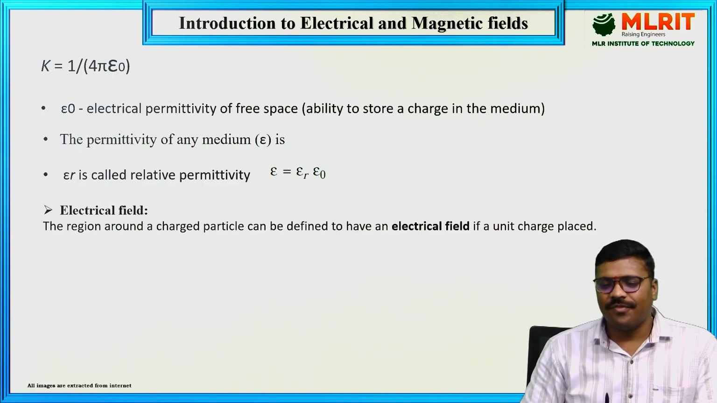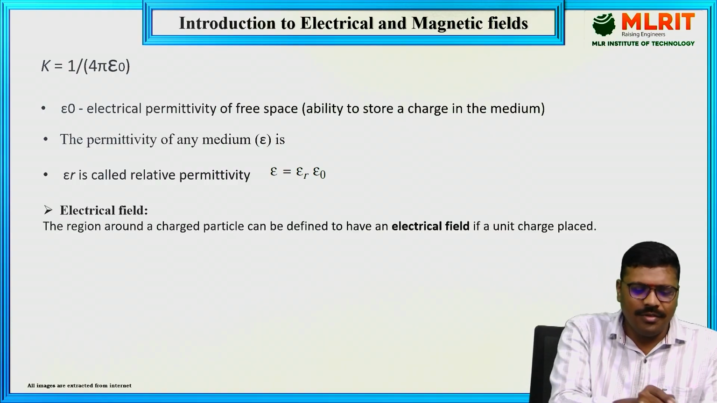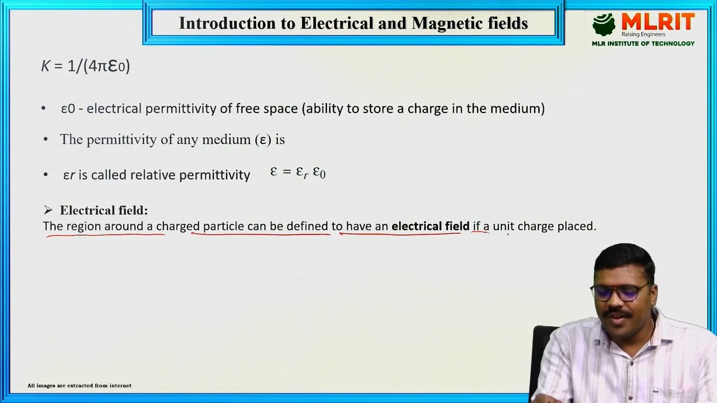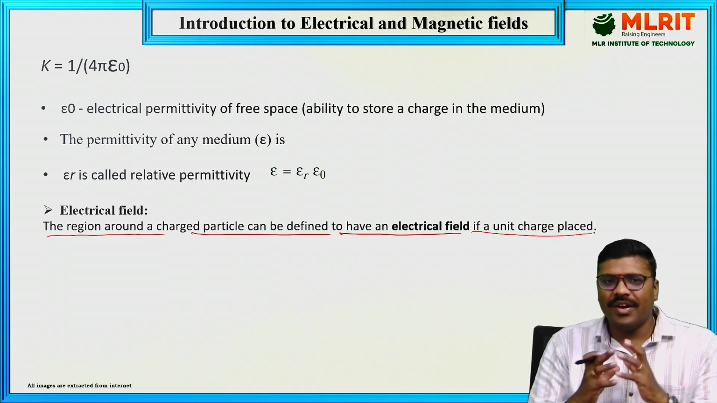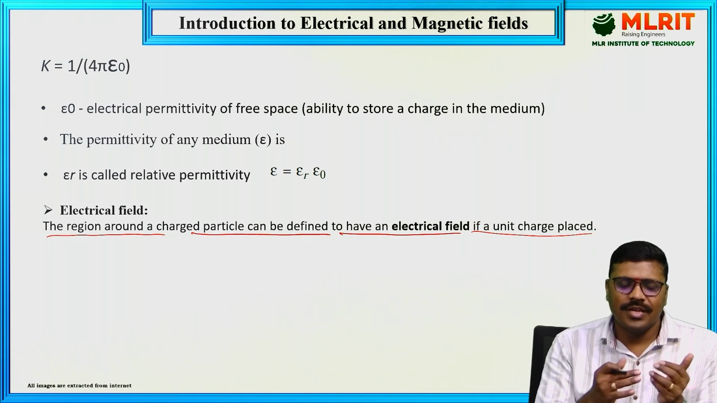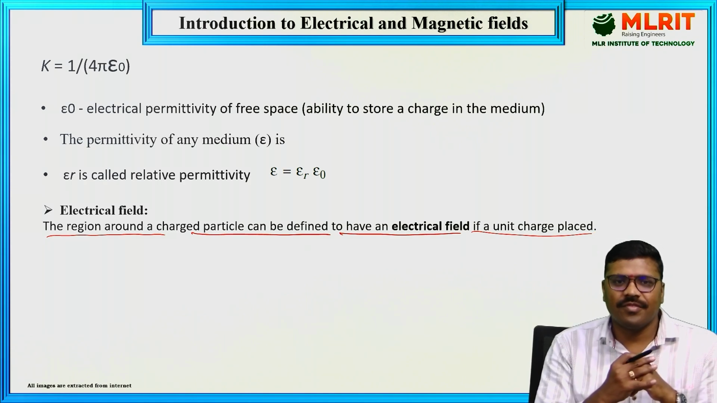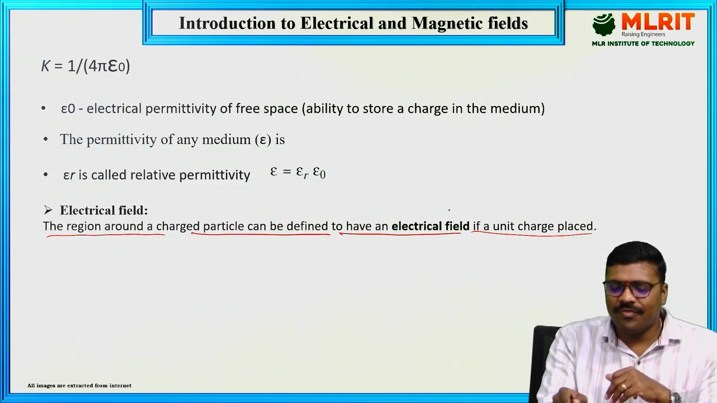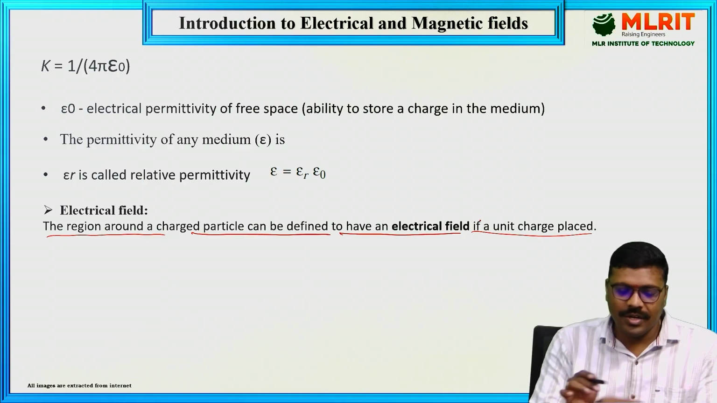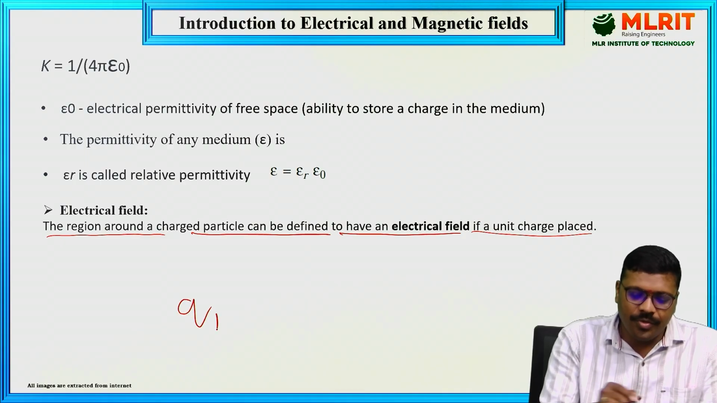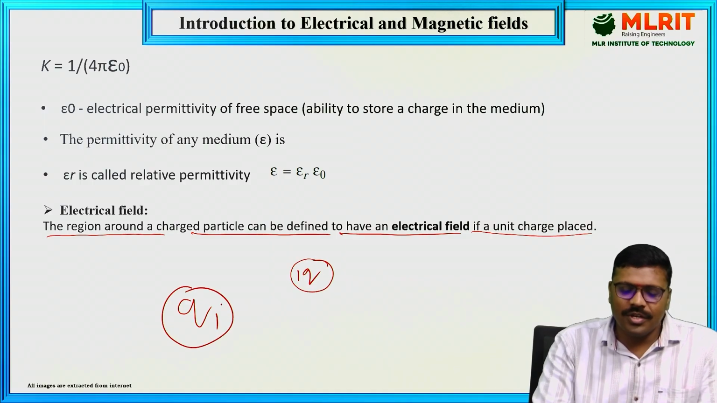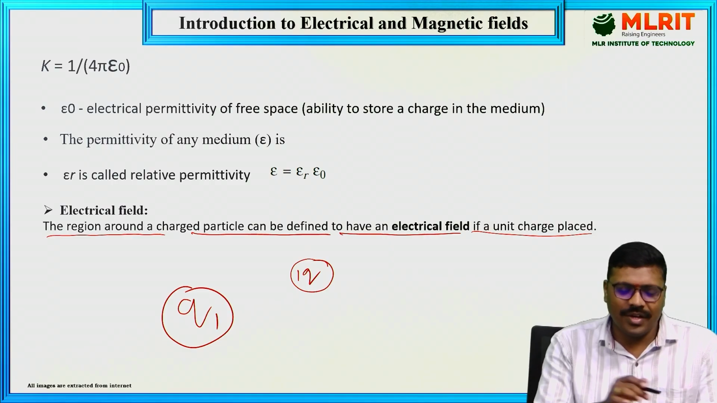Next, electrical field. The region around a charged particle can be defined to have an electrical field if a unit charge is placed in it. The effect of the electrostatic force is explained by the electrical field, like a gravitational field. If I place a unit charge around a charge Q1, the electrostatic force experienced by it is the electrical field of Q1.